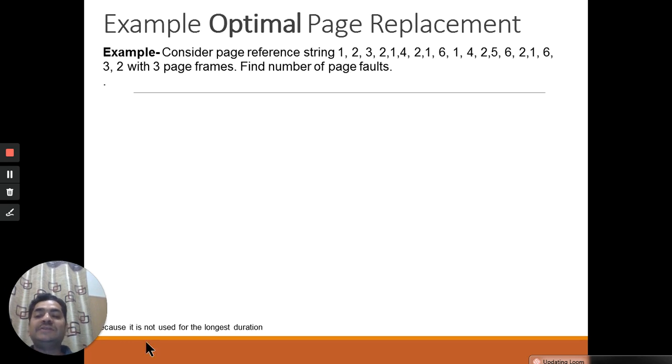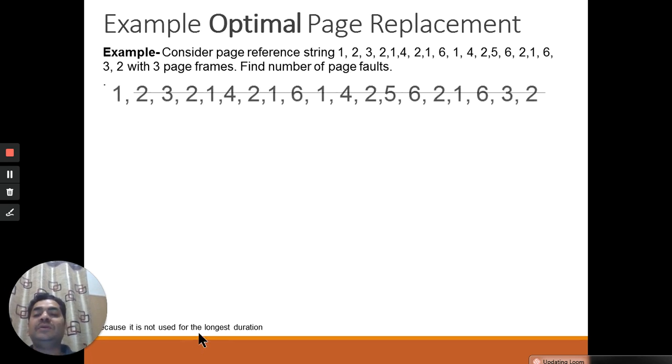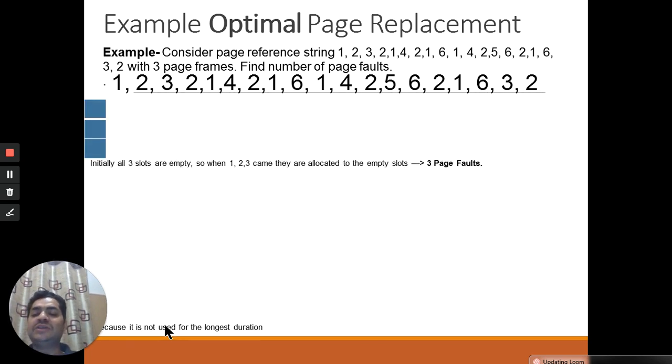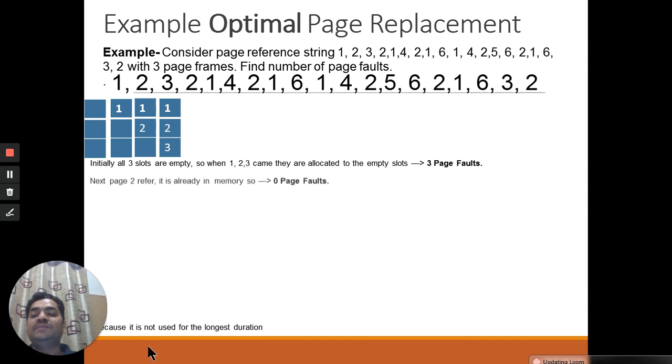So again we take the same example: 1 2 3, 2 1 4, 2 1 6, 1 4 2, 5 6 2, 1 6 3, 2. So initially 3 frames are empty. Similarly, 3 slots are empty. When 1 is referred, 1 page fault, 2 is referred, second page fault, 3 is referred, third page fault. There is no need to free a frame because initially frames are free. So when page 2 is referred, it is already in the memory, so no page fault.